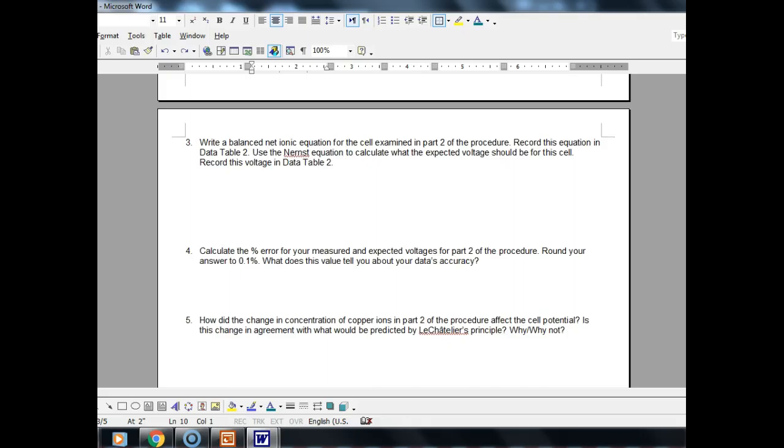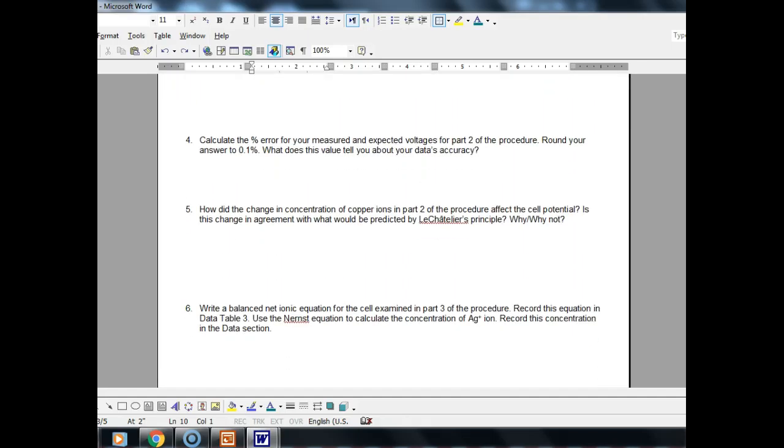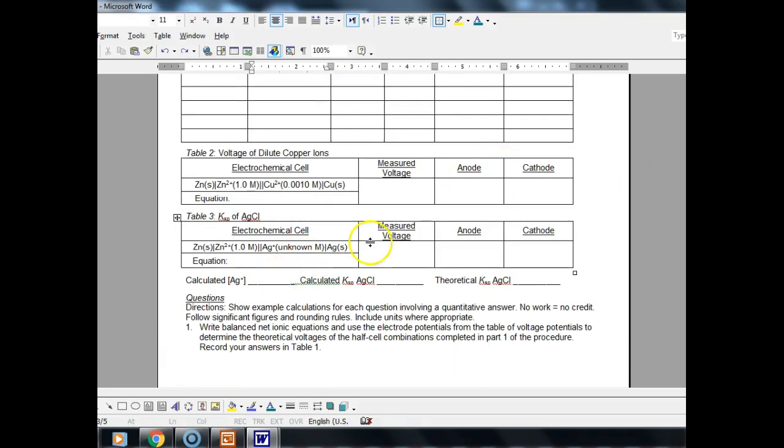Number 3 and number 5, number 3 and number 6, I'm going to have you write balanced equations between the zinc and the copper and zinc and the silver. So that's what you're going to use to fill in tables 2 and 3, just like you did in table 1. And you've already labeled your anode and cathode.